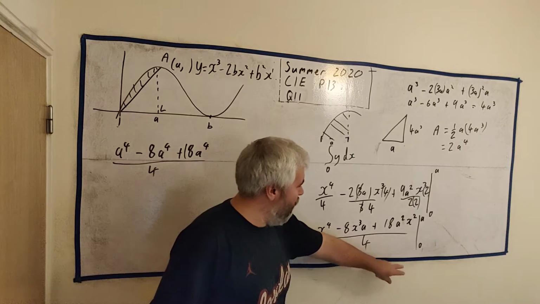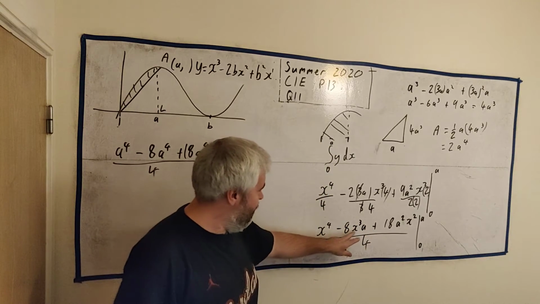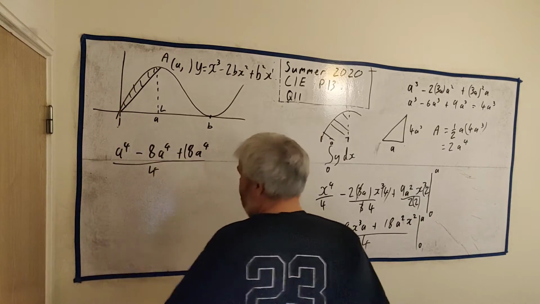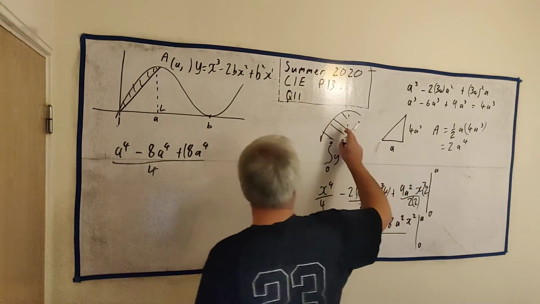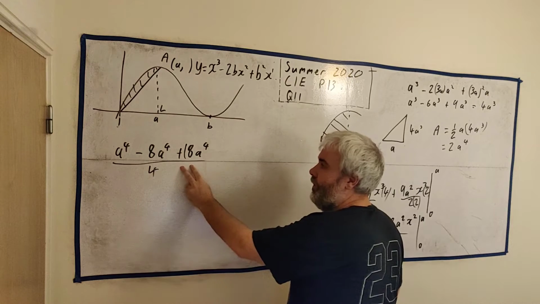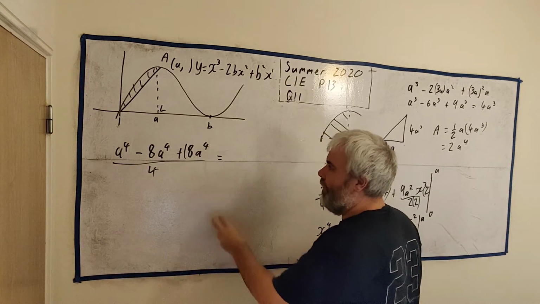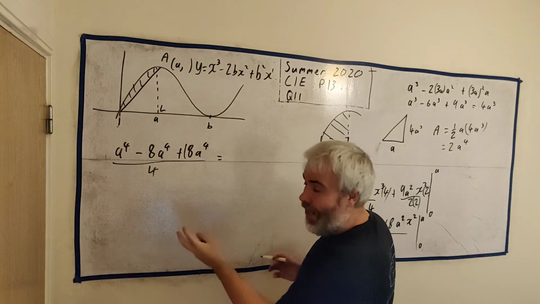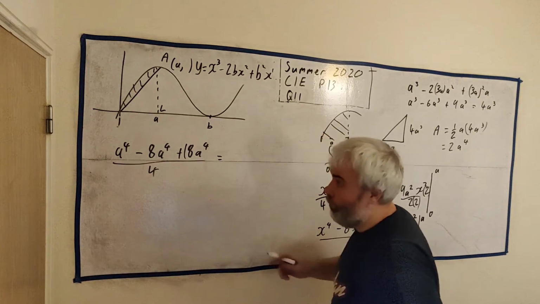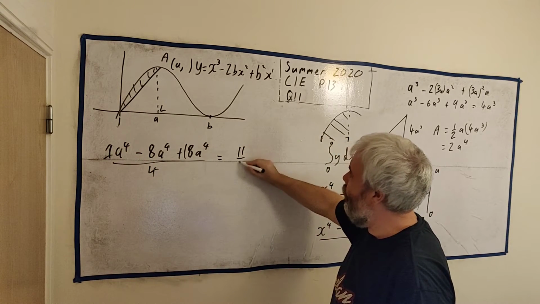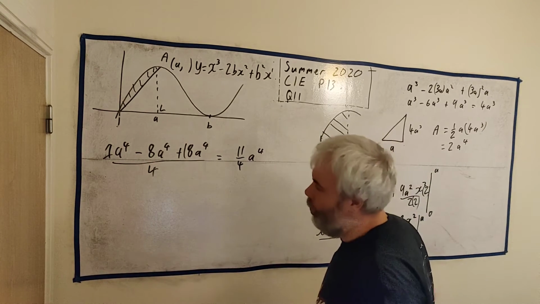And then look what happens when we put 0 in. We get 0, 0, and 0. So nothing happens. We don't have to put 0 in. So this is it. This is the area underneath here. This area here. And they all have 4s in them, so we can just add this together. We just get 18 minus 8 is 10. 10 plus another 1. This always has a 1 in front of it. Is 11. So 11 over 4, a to the power of 4.